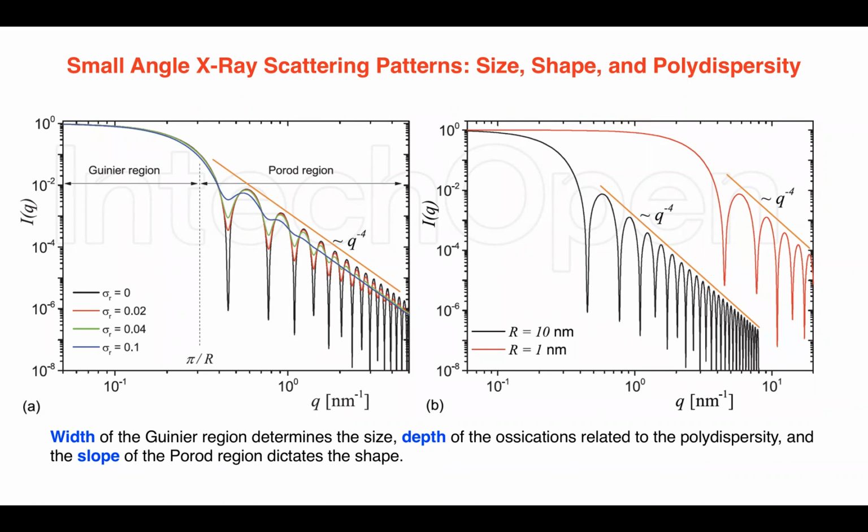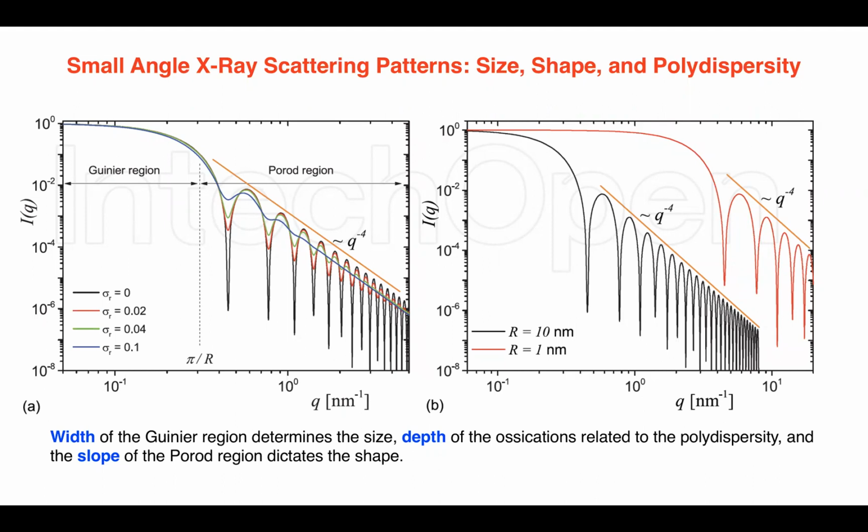So here are two different spheres scattering, with radius of 10 nanometers and 1 nanometer. You can see the 10 nanometer one, the Guinier region is smaller, so it sort of decays at a lower value of Q than something that is smaller. The larger one has the smaller angle, just what you'd expect. And then the slope of this thing, Q to the minus fourth, is related to the shape.